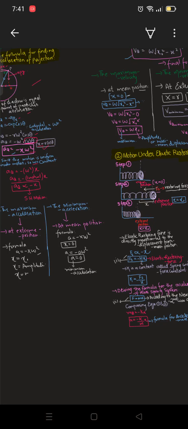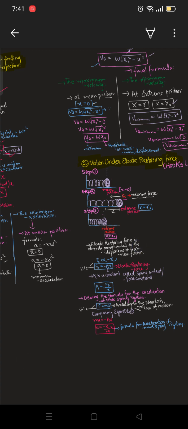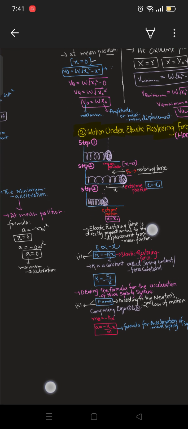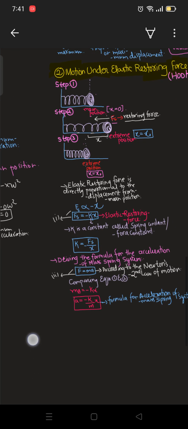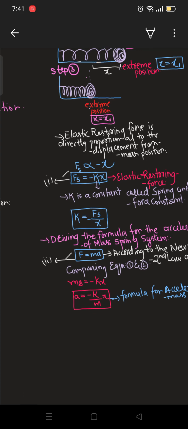Okay, so as in the last video, we discussed the acceleration of a motion under elastic restoring force, or how to find the acceleration of a mass spring system. We came to know that acceleration would be equal to minus k upon m x, right? And the acceleration of the projection of a particle moving along a uniform circular path was minus x omega square, and here we have got a is equal to minus k upon m x.